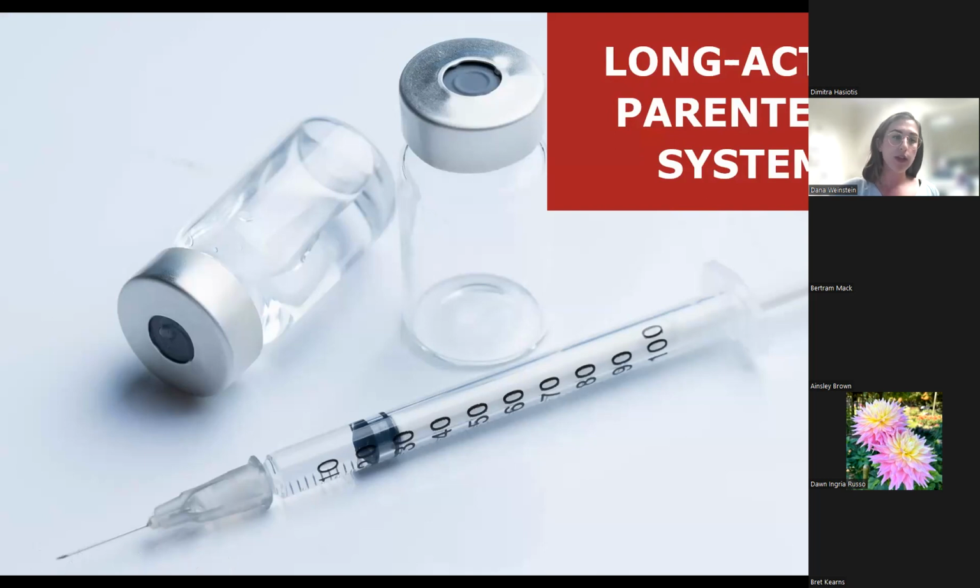Okay, so now we're going to move on to long-acting parenteral systems. The difficult part about modified release parenteral formulations is that they don't have the abbreviated suffix after them, such as the oral modified release dosage forms did. So these have to be recognized by name, that they're either immediate acting or long acting.